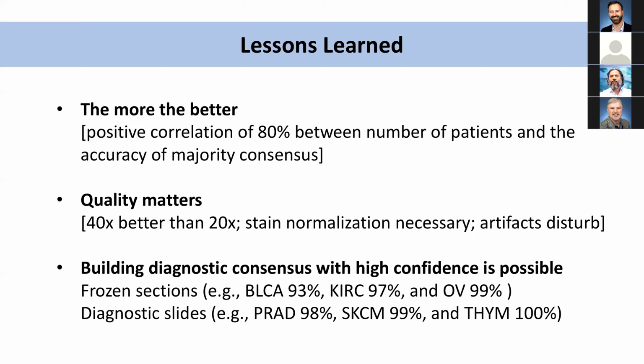For frozen sections, we had 93% accuracy for bladder, 97% accuracy for kidney, ovarian 99%. For diagnostic slides, we had, for example, prostate 98, sarcoma 99, thymoma 100%. There were some numbers that we went back to double check and triple check because the numbers were scary. If you get 100%, you have to make sure that this is not a bug.